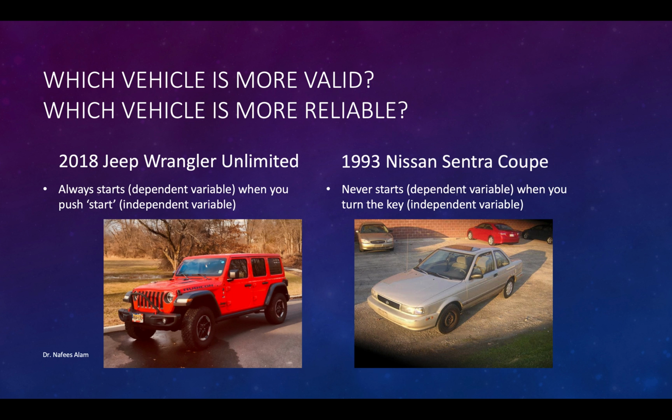The Jeep Wrangler always starts. The Nissan Sentra never starts. So again, to answer these questions, the Jeep Wrangler is the more valid vehicle, but both vehicles, the Jeep Wrangler and the Nissan Sentra, are equally reliable in the context of science.